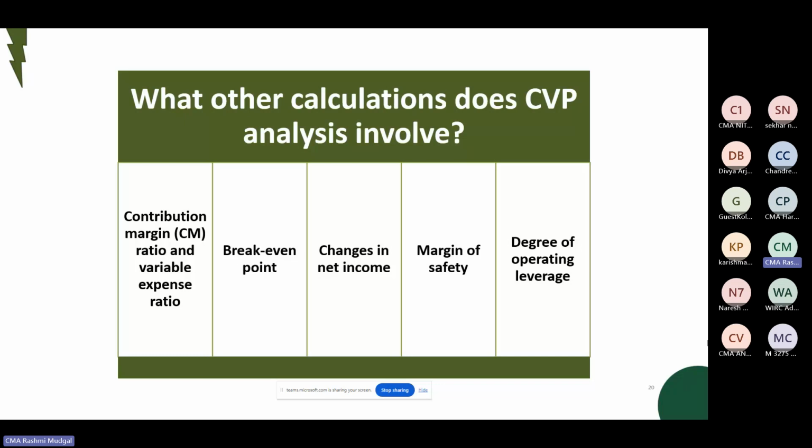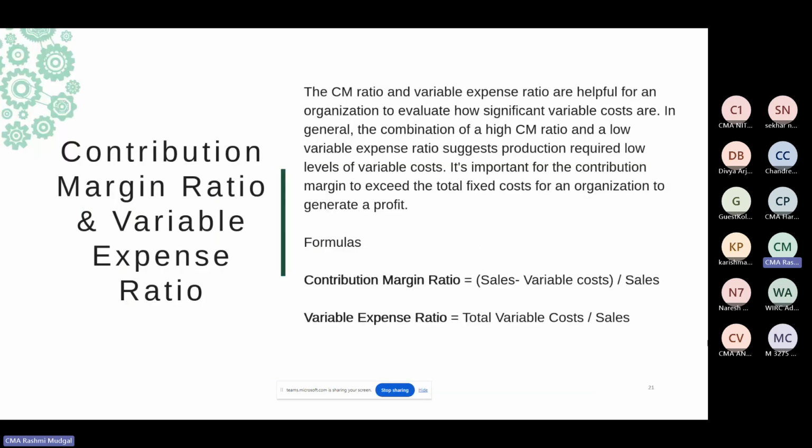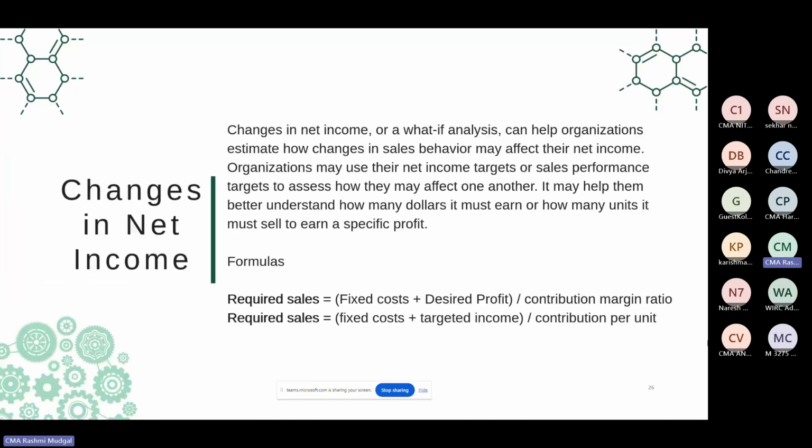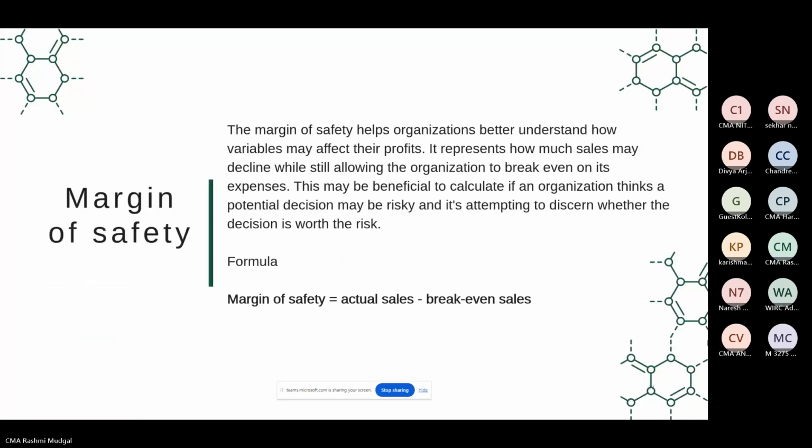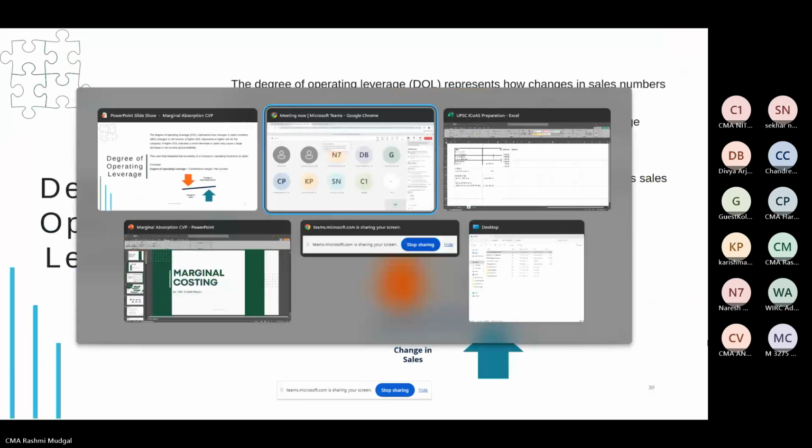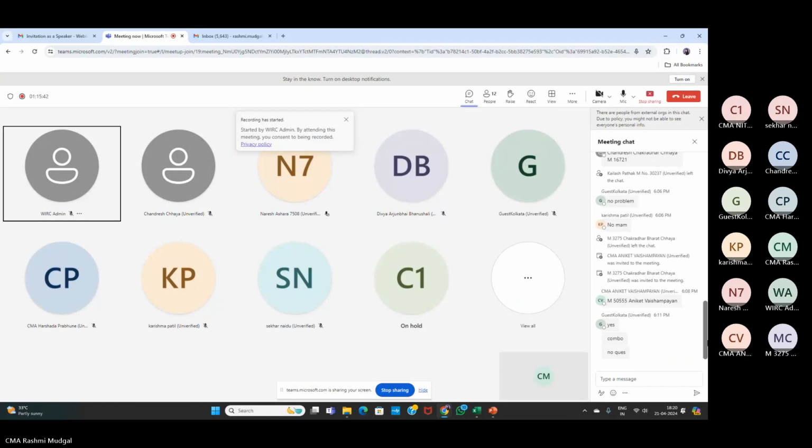The CVP analysis we have taken care of, but there are some limitations of CVP which we are going to discuss. Till now, is there any question on these five? Okay, I assume there is no problem.